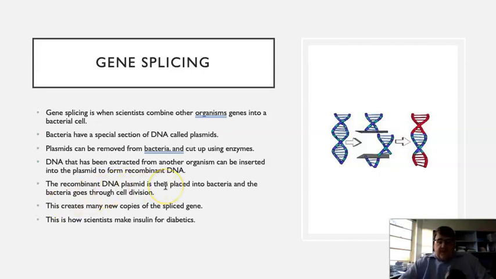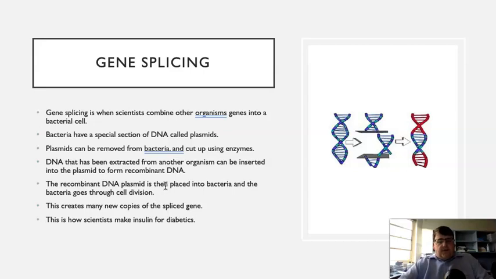So what we've done for bacteria with insulin, we've taken the human gene for insulin, we've spliced that into the DNA plasmid, we've let the bacteria take up the plasmid, and then we've let the bacteria replicate, and all of a sudden we have hundreds upon thousands upon millions of bacteria that can produce insulin for us, and then we can harvest that insulin and give it to diabetics.